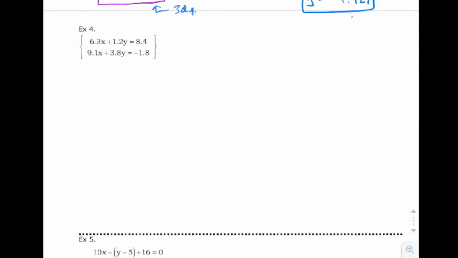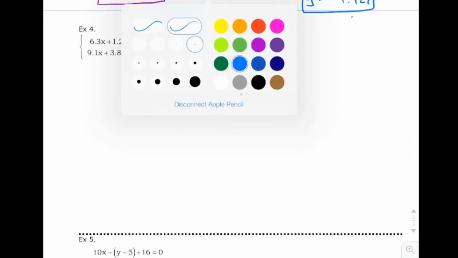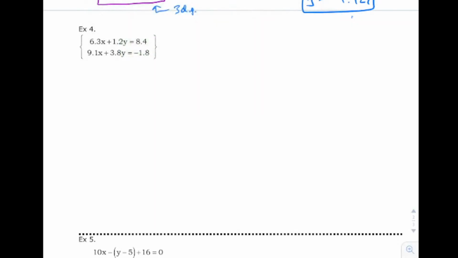What do you think of this one? Does that feel like a little bit of a ramping up? What color do I want? Let's do this green maybe. So I've got my 2 equations here. Look at these numbers. 6.3x, 1.2y, 8.4, 9.1x, 3.8, and negative 1.8. Well, this is why we have calculators. So how in the world are you going to figure out the common denominator, right? What's the common denominator between a 6.3 and a 9.1, or between a 1.2 and a 3.8? It's kind of hard to say.